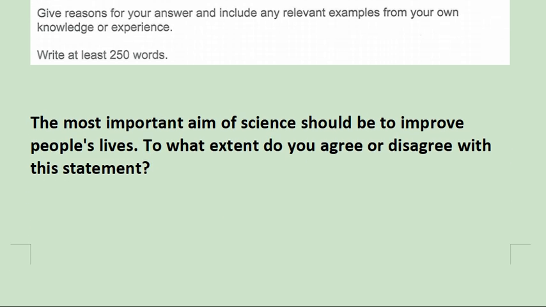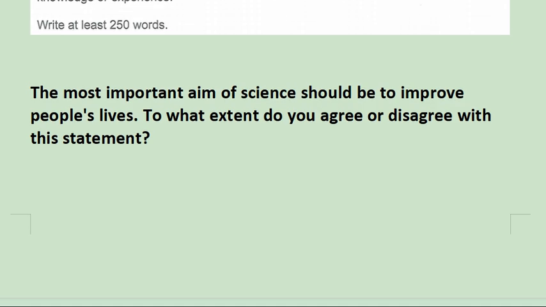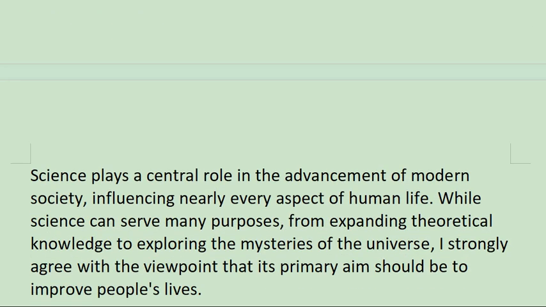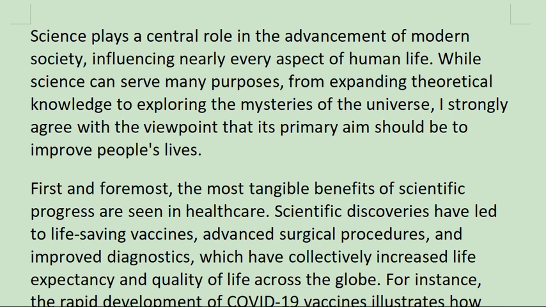So the most important aim of science should be to improve people's lives. To what extent do you agree or disagree with this statement? Introduction. Science plays a central role in the advancement of modern society, influencing nearly every aspect of human life. While science can serve many purposes, from expanding theoretical knowledge to exploring the mysteries of the universe, I strongly agree with the viewpoint that its primary aim should be to improve people's lives.